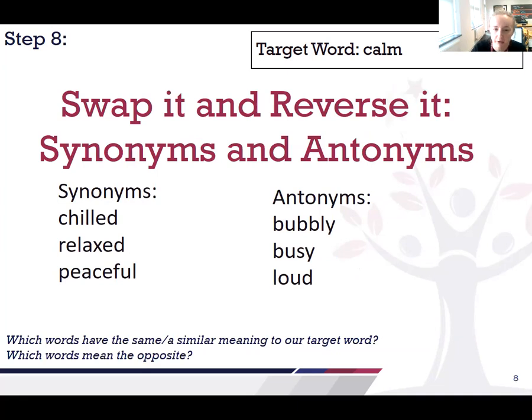So thinking about then what the word means. So synonyms are other examples which mean the word in a similar context, okay? So similar meanings of the word, and antonyms are words which are not the same. So similar words to calm are chilled, relaxed and peaceful. And antonyms, so words that calm doesn't mean, are bubbly, okay, busy, loud, excitable, and so on.